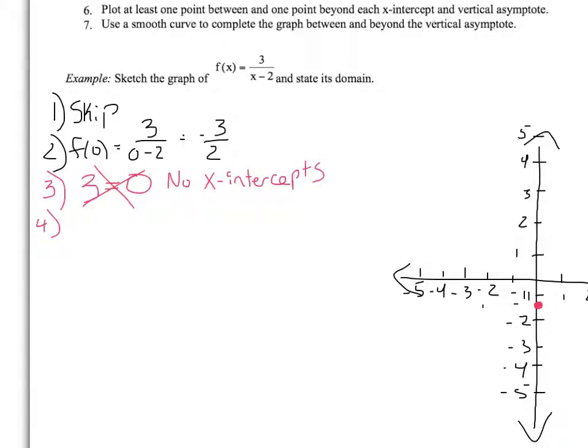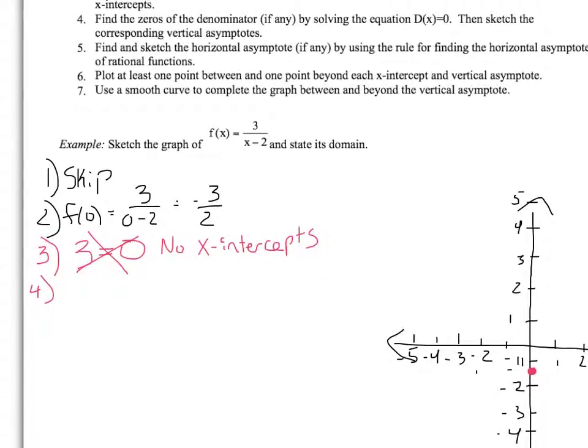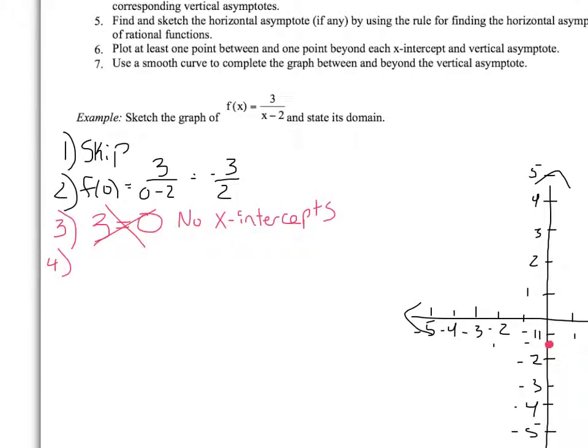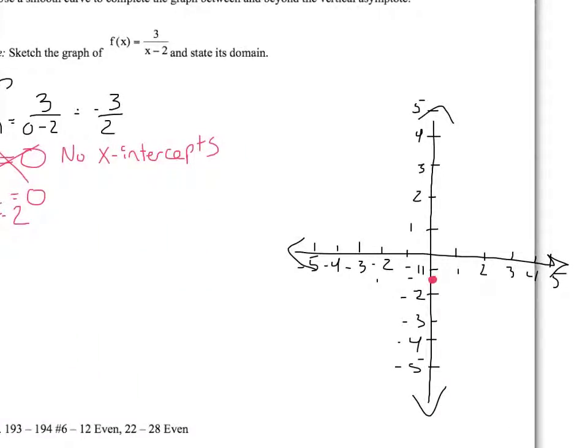For step 4, find the zeros of the denominator, and that's going to give us our vertical asymptotes. So x minus 2, set that equal to 0. Solve for x, and you get x equals 2. Now remember again, that's our vertical asymptote. So at x equals 2, you should have your vertical asymptote.